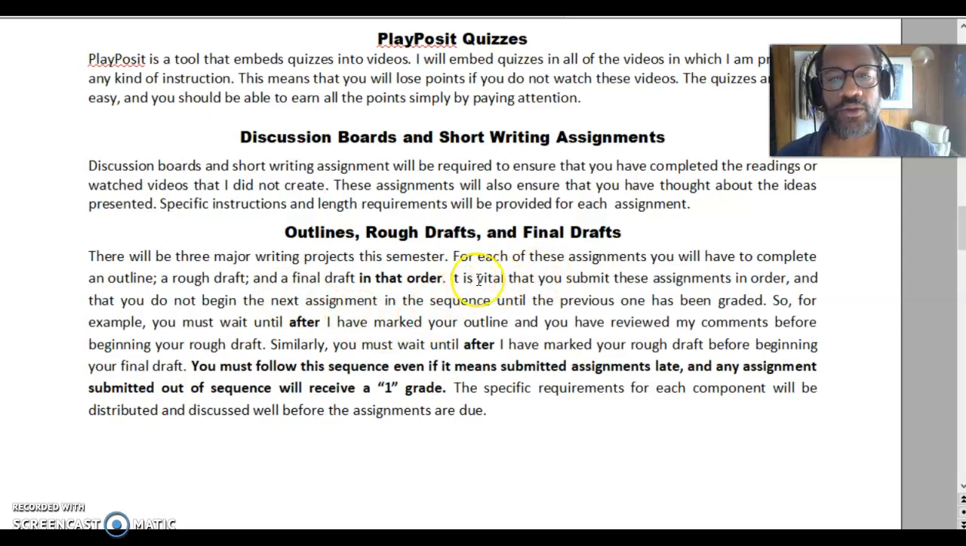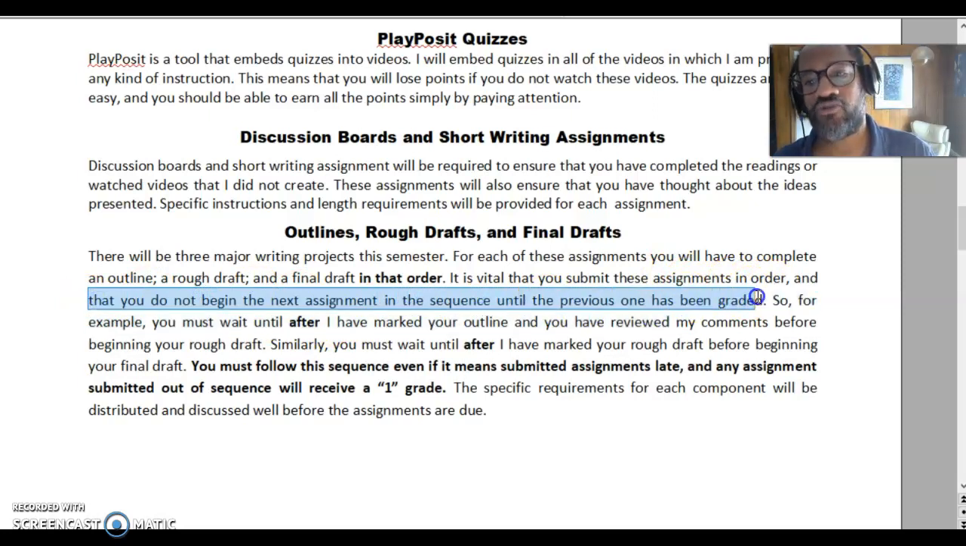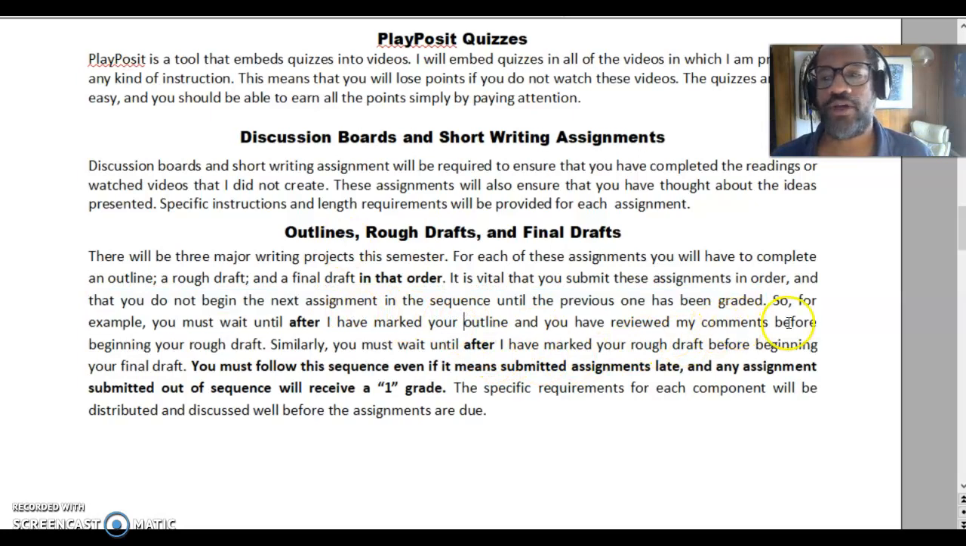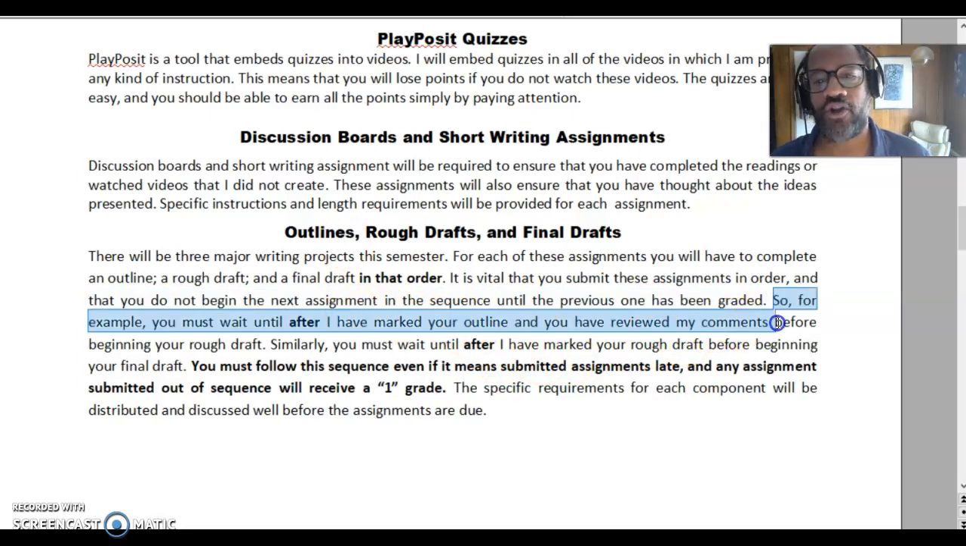It's vital that you submit those in that order, and it's vital that you do not begin the next assignment in the sequence until the previous one has been graded. Right? So you cannot just jump in and do all of them at once. For example, you must wait until after I have marked your outline and you have reviewed my comments before beginning your rough draft.